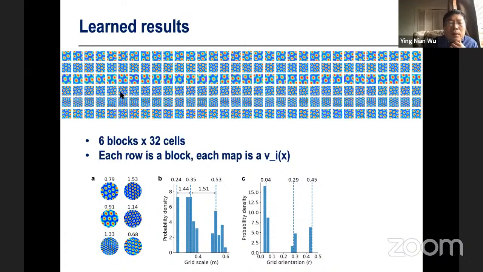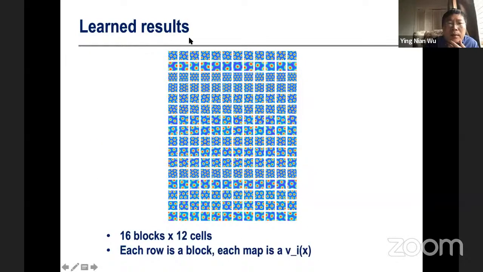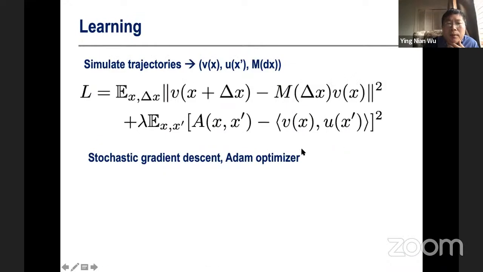Right. So here, the A is used to learn these basis functions that are generated by this matrix M, the matrix representation. Let me go back to that slide. Okay. So here, from simulated trajectories of the rat, we sample X and also delta X for one step, and we use this loss to learn this V and M. If you only use this loss, you are going to get a degenerate solution. For example, you can take M to be identity, and then all the V are the same, right?